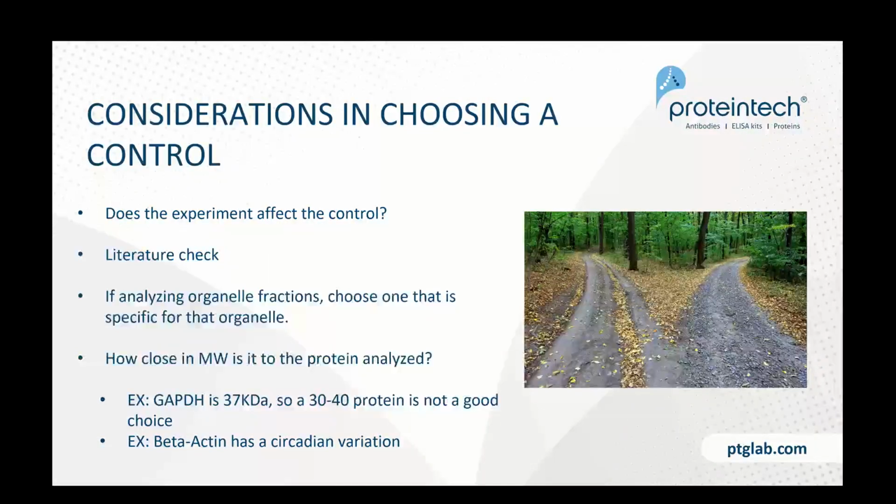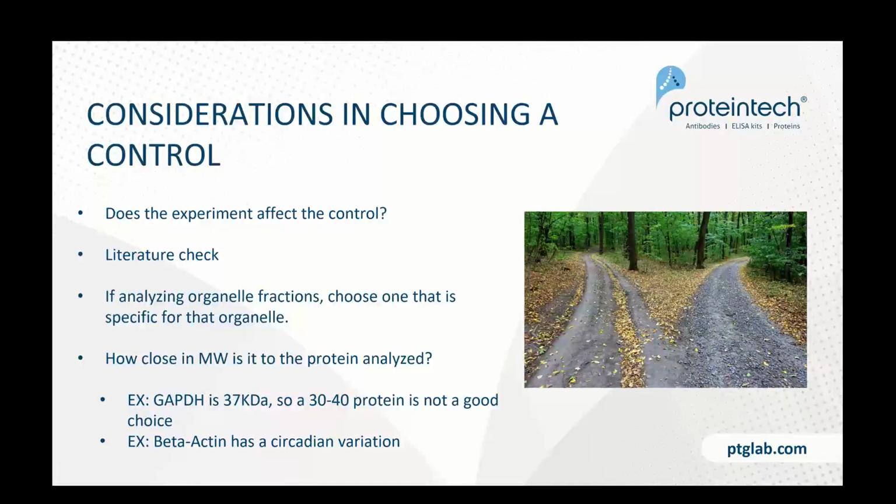When choosing a control, you don't just pick from a bag and say, I'm going to pick GAPDH today or beta-actin this time. You need to ask yourself a couple of questions. The first one is: does the experiment affect the control in any way? If it's changing GAPDH levels, then GAPDH is not going to be a great control for you. It's also important to check the literature for your specific field. There could be controls that people like to use for that particular thing, and it's best to follow the convention of your colleagues in that field.